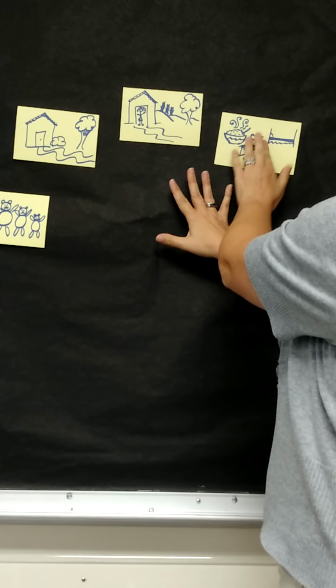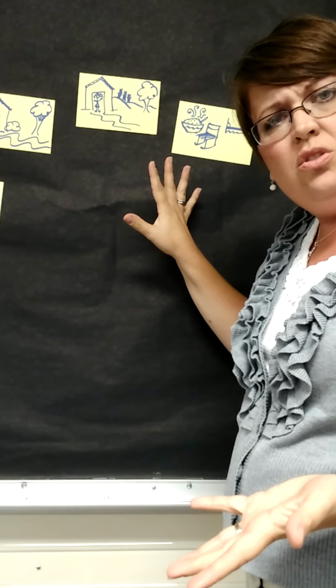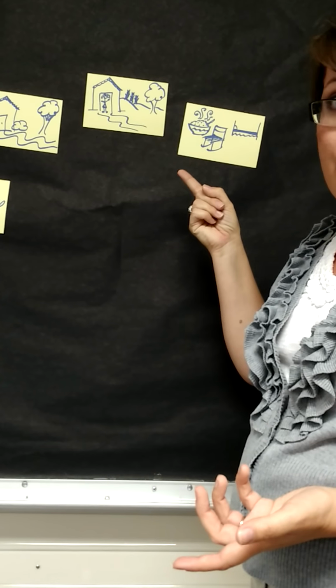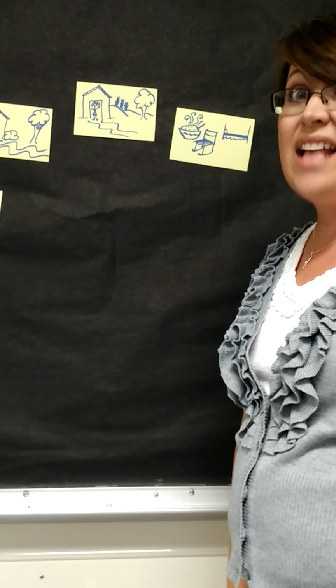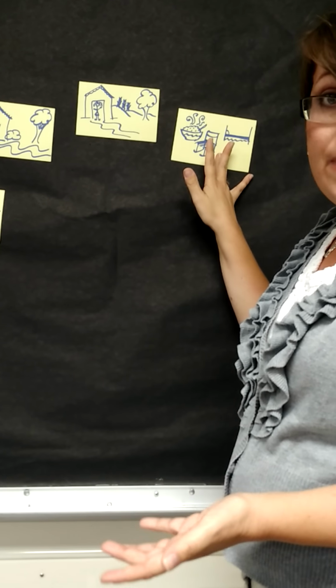Our next finger on our retelling hand is, what are the events? What happens in the story? Well, we all know Goldilocks eats all the porridge. She sits in Baby Bear's chair and breaks it, and she sleeps in Baby Bear's bed and stays asleep for a long time. So that is the events, or what happens in our story.